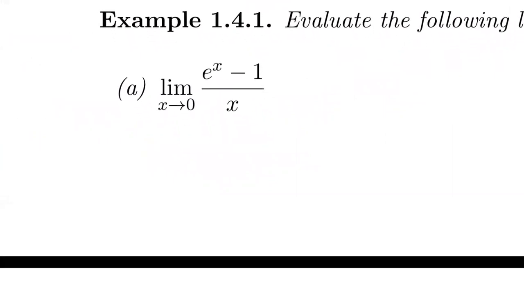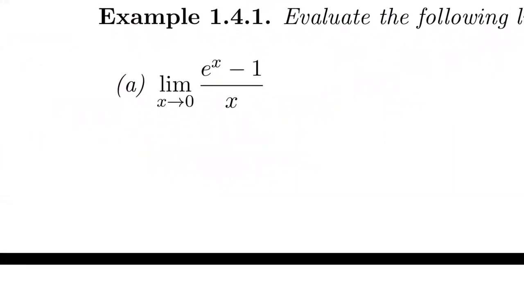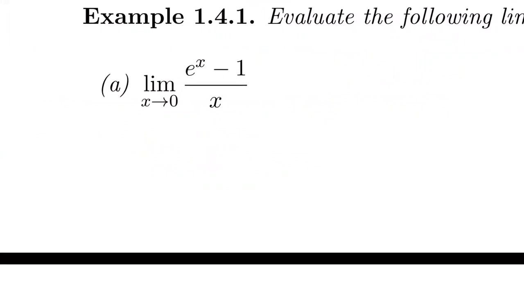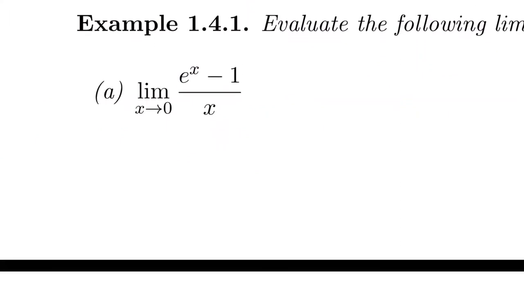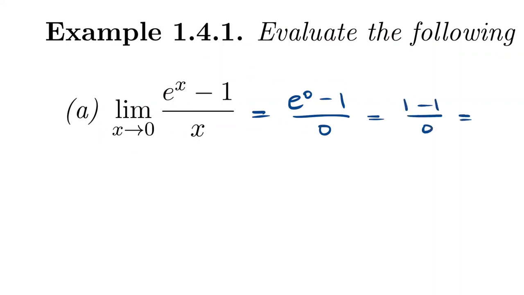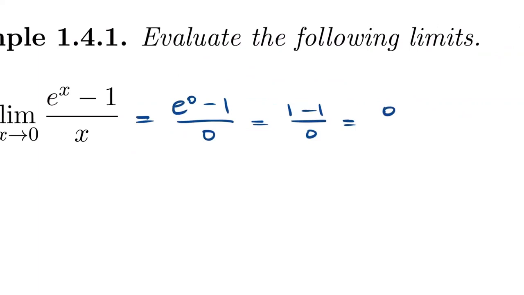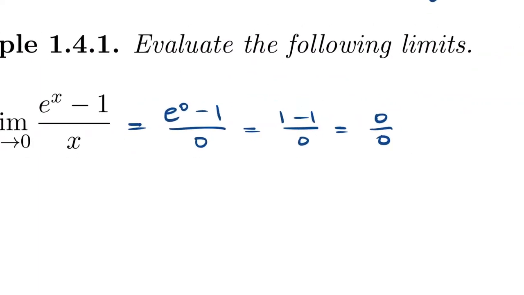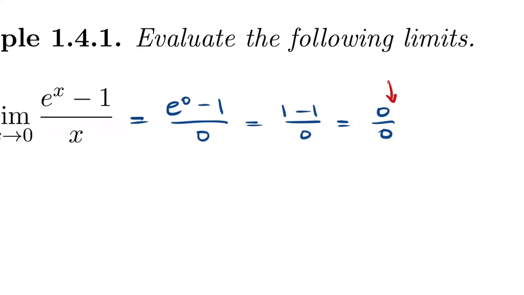So the first example we have is the limit as x approaches 0 of e to the power of x minus 1 divided by x. See that when we do a direct substitution of 0 into the formula, we obtain e to the power of 0 minus 1 divided by 0, which is 1 minus 1 divided by 0, which is 0 divided by 0. So we get an indeterminate form. So this is indeterminate.